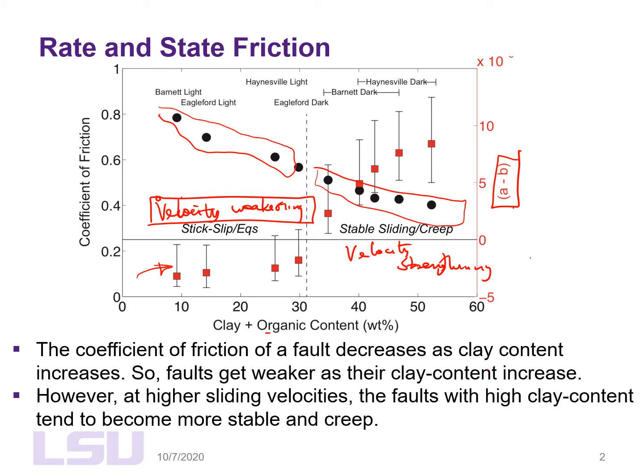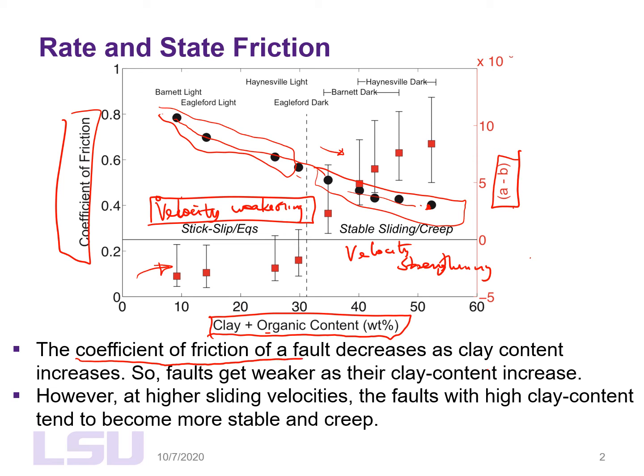Another observation is that the coefficient of internal friction actually decreases as the clay content increases. And we already talked about this previously, that the dark samples are the ones that have higher clay and organic content, which is why they plot to the right. So you see mu is decreasing from a value of 0.8 systematically to a value of about 0.4. And that's what we summarize here, that the coefficient of friction for a fault decreases as clay content increases. Clay content increasing, coefficient of friction decreasing.